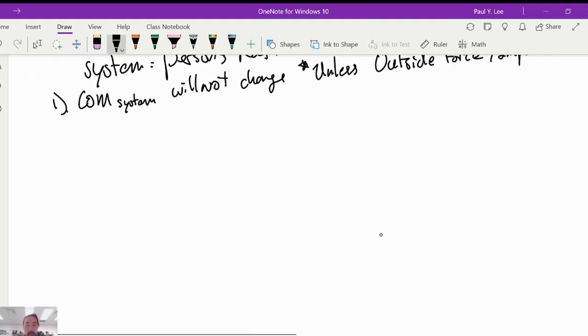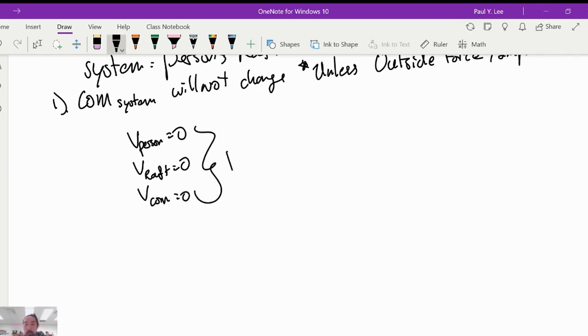So here's some very important ideas. The velocity of the person is 0. The velocity of the raft is 0. So the velocity of the center of mass is 0. Therefore, the momentum of the center of mass must be 0 no matter what. So strategies. And this goes for any type of problem where you need to be looking at an explosion, an elastic situation, an inelastic situation. It doesn't matter what.